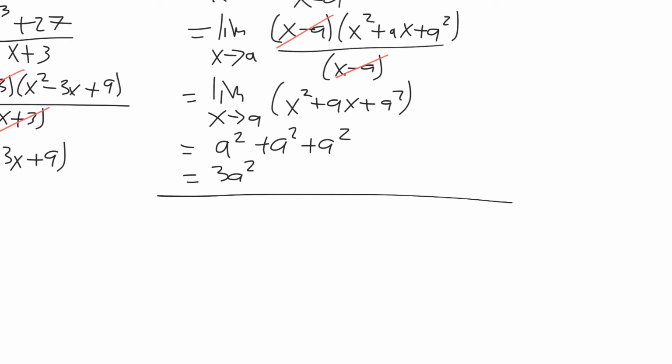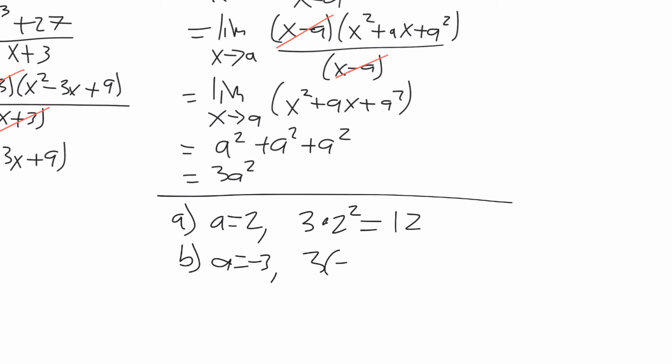If we knew that the answer was 3a squared, then for part A, we have a equals 2, and so our answer would be 3 times 2 squared, which would be 12. And for B, we have a equals negative 3. So our answer would be 3 times negative 3 squared, which would be 27. You can do part A and B now in just one line, because 3a squared is almost like a formula. It automatically gives you the answers to the other questions because you did it in general. And so doing it in general here is actually very, very useful, very important.